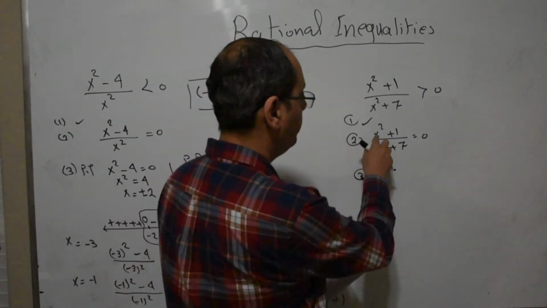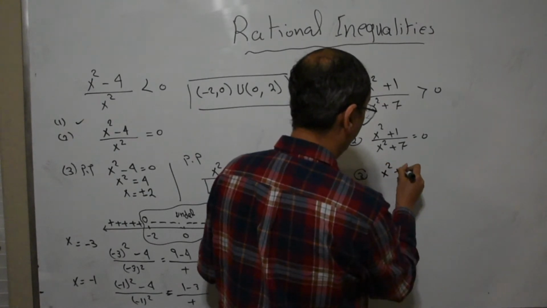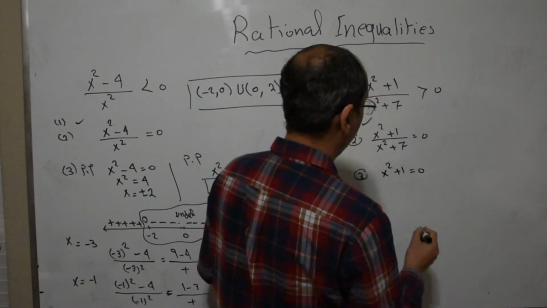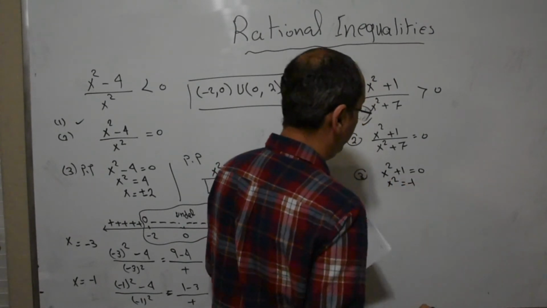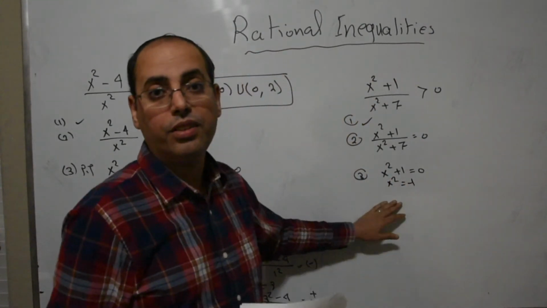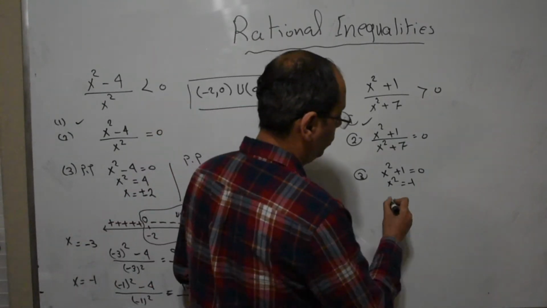Partition points, the numerator: x squared plus 1 equals 0. Subtract 1 from both sides, I have x squared is -1. And definitely this is not a real solution, because you're going to get a complex number. So no solution.